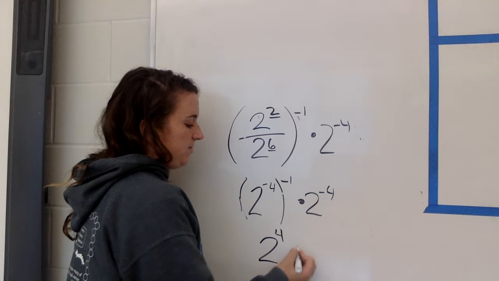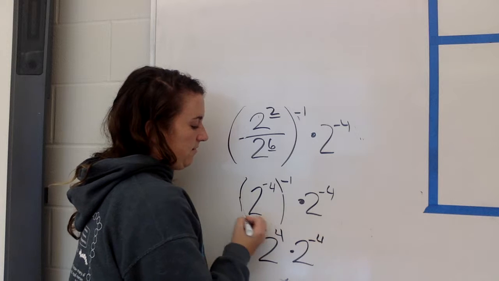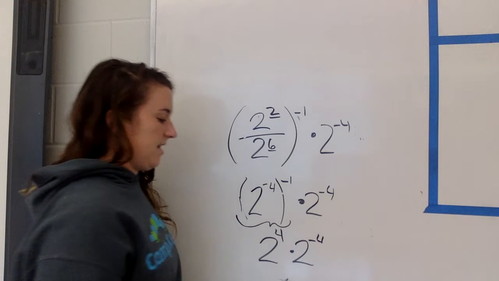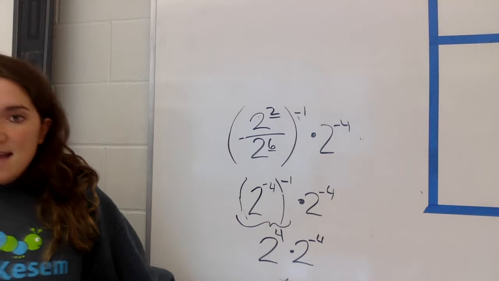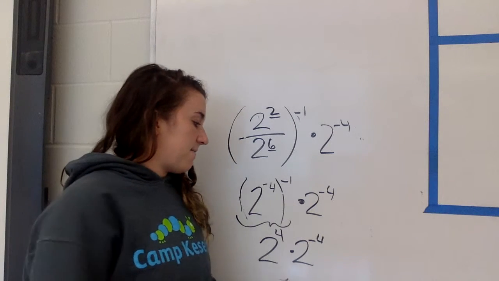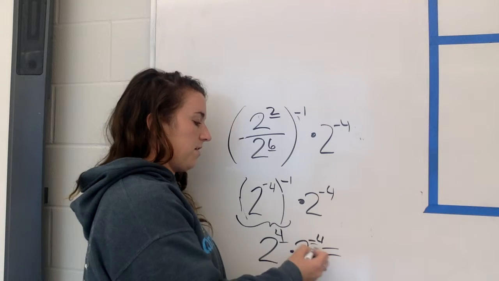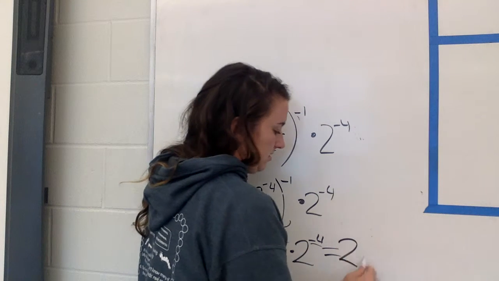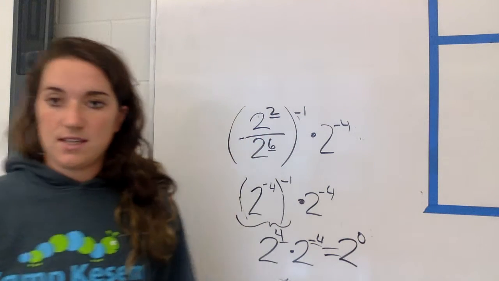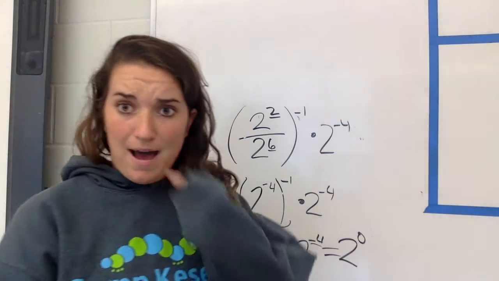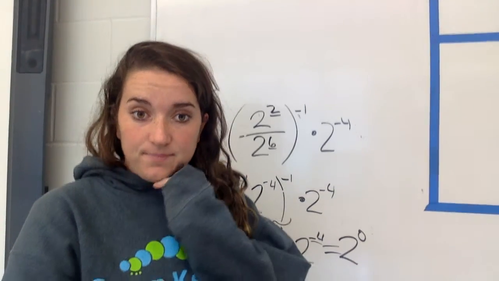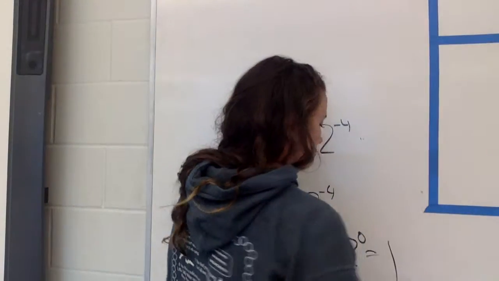So now I have 2 to the 4th times 2 to the -4th. I simplified this to become that. Last step, we are multiplying with the same base. What do we do? Add our exponents. 4 plus -4 equals 0. 2 to the 0th power. This is the same as what? Right, this equals 1.